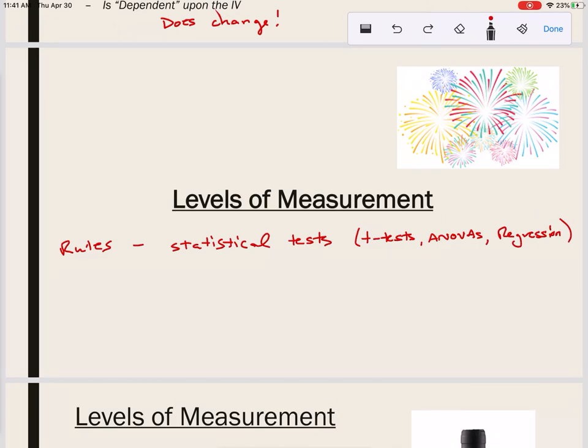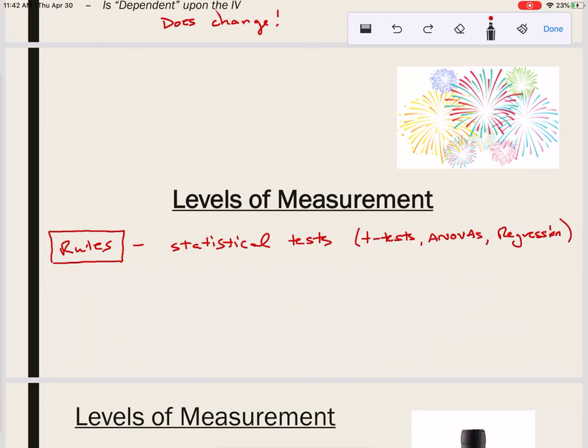In order to run a t-test, an ANOVA, and a regression analysis, we have to have a certain type or certain level of measurement of a variable. And if we don't, we're going to have to make some adaptations. So it's not that we can't use certain variables that have a certain level of measurement. It's just that if we have a certain level of measurement, we may need to use some alterations.